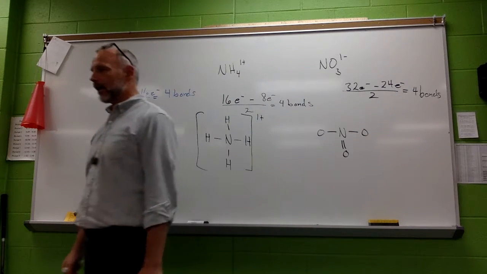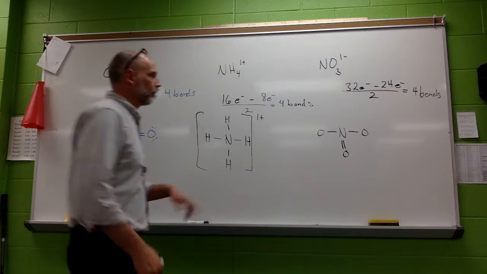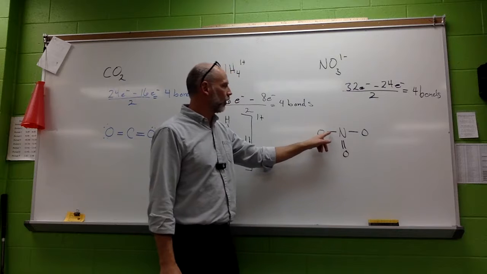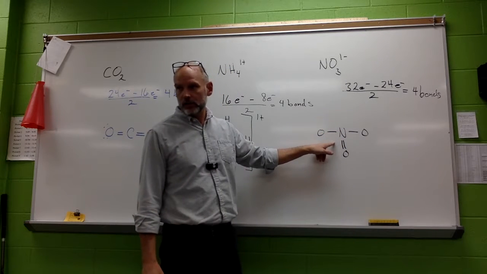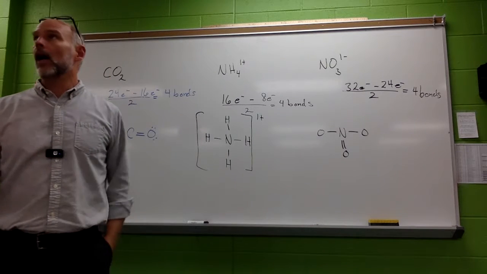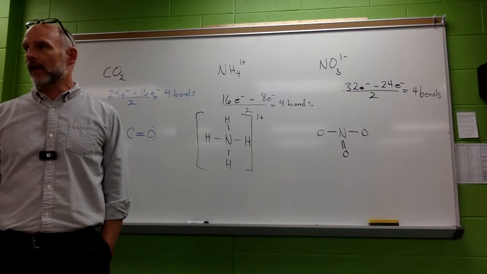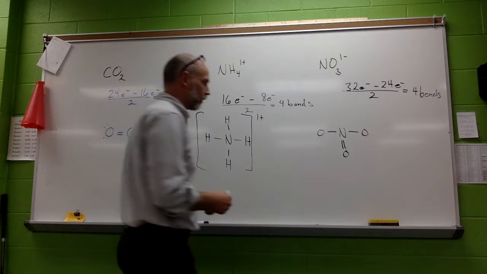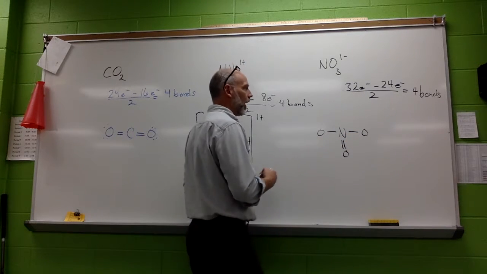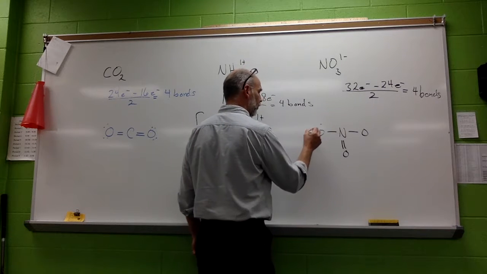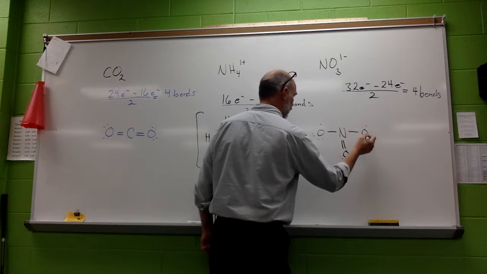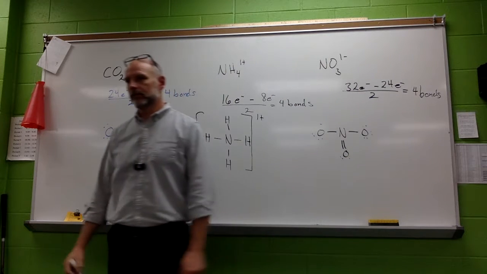Now, with that being said, of the 24 electrons that were available in the system, we have currently used up 8. We have 16 left with which to complete any octets for the peripheral atoms. We have a lot of completing to do, don't we? So I've got, what did I say, 16 left? 2, 4, 6, 8, 10, 12, 14, 16.